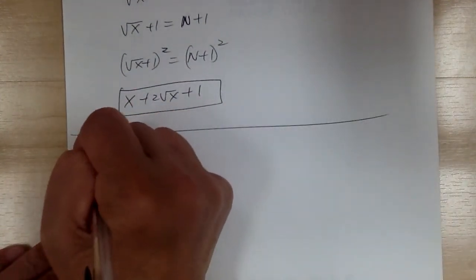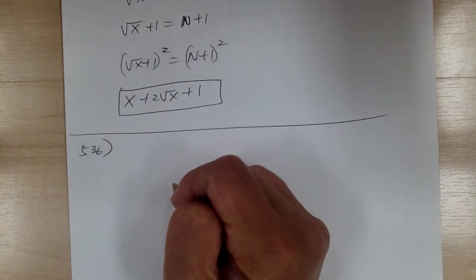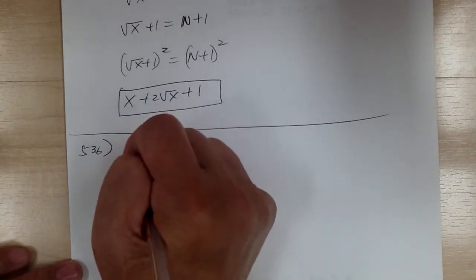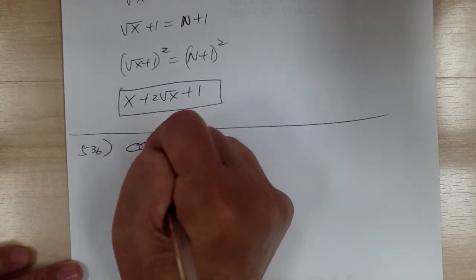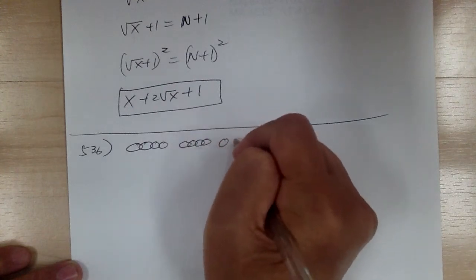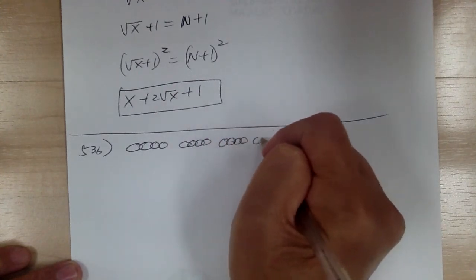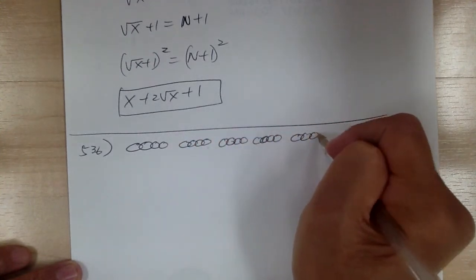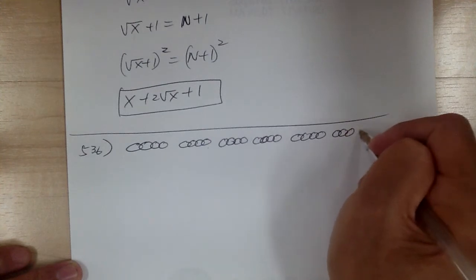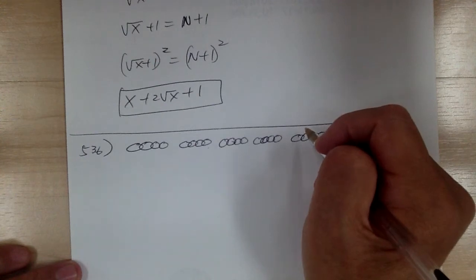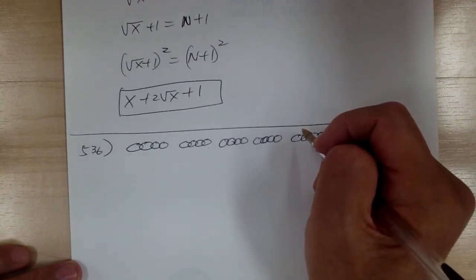Okay, let's go to 536. It says NG has 6 sections of chain. Each consists of 4 links. Okay, so she's going to cut and weld together. And so what would be the minimum cost?